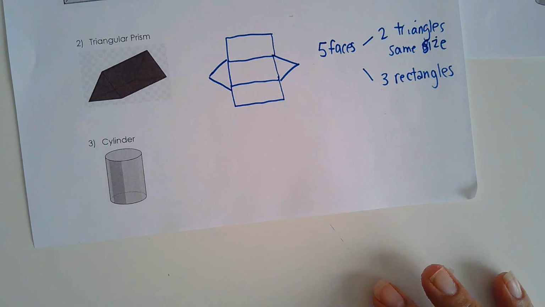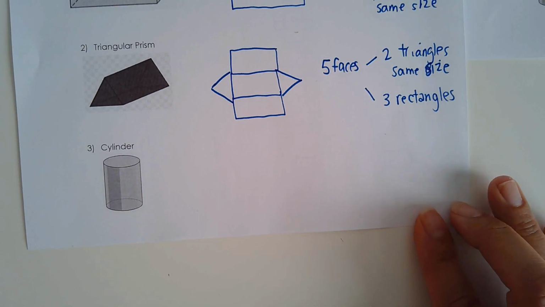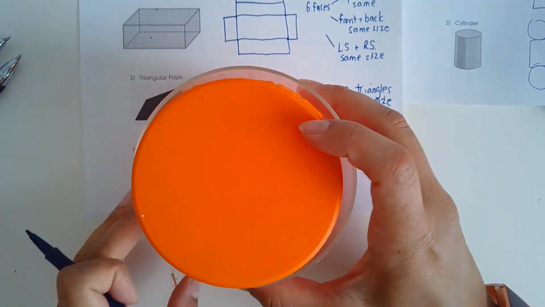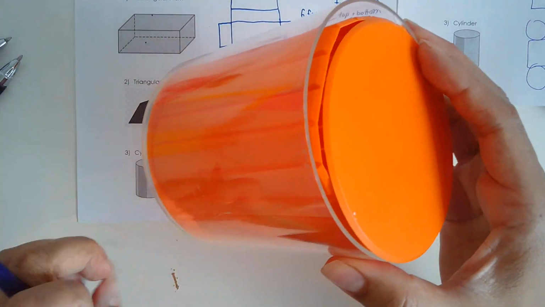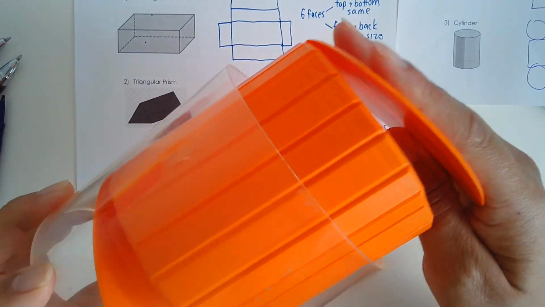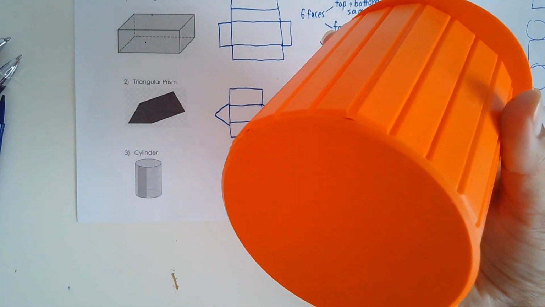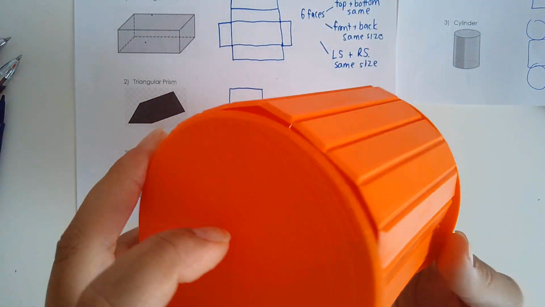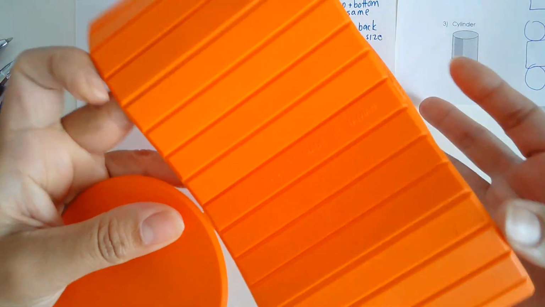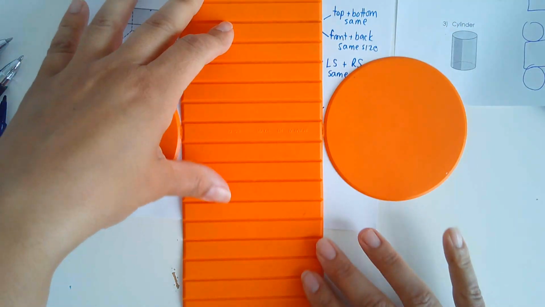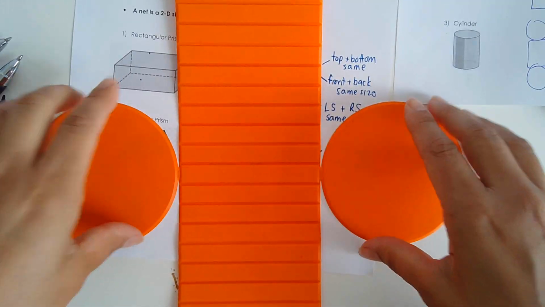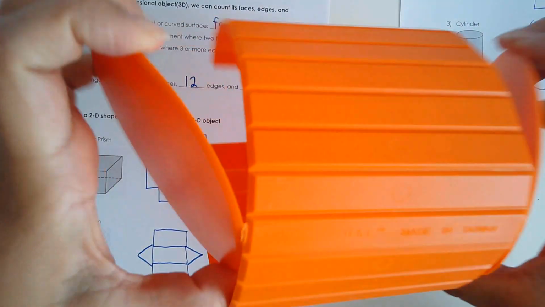So imagine a soup can, for example. I found a cylinder at school as well. So I'm going to imagine flattening it out. You'll notice it has 2 circles and a curved portion. And if I flatten it out, I end up with a rectangular portion and 2 circles. So 3 faces.